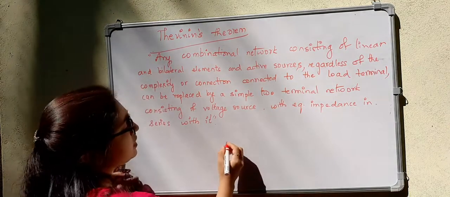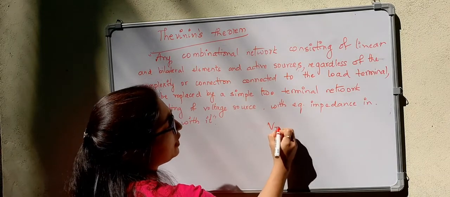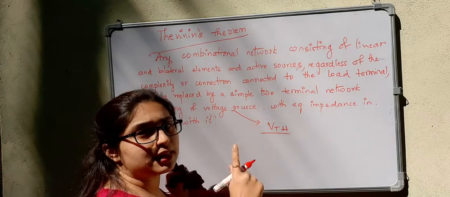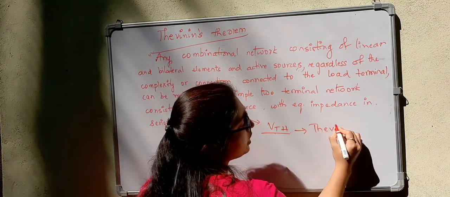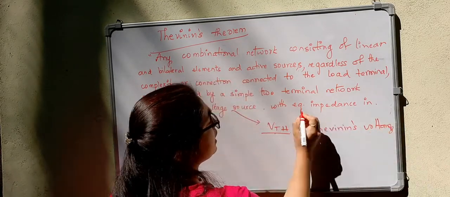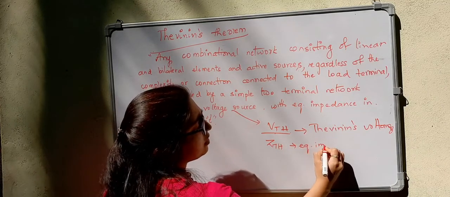Okay, that means now what is this? Let me consider this as VTH. VTH is nothing but a voltage source. Now we are going to replace that with the voltage source VTH. This is nothing but the Thevenin's voltage, and equivalent impedance, let me consider that as ZTH. This is the equivalent impedance.